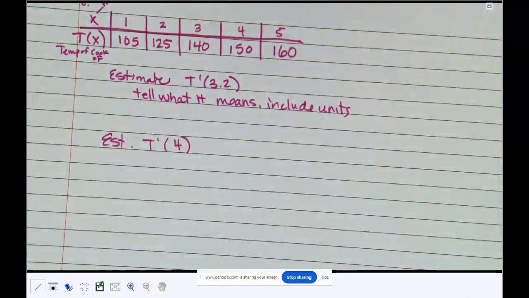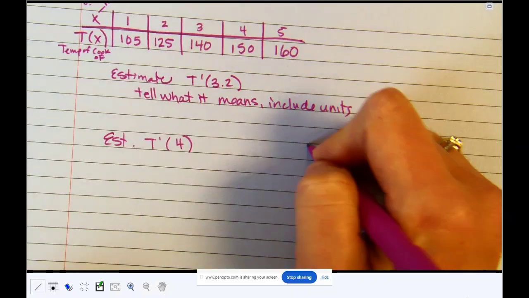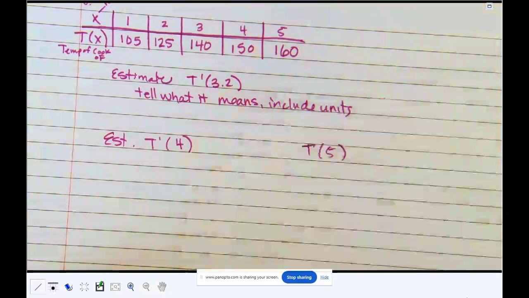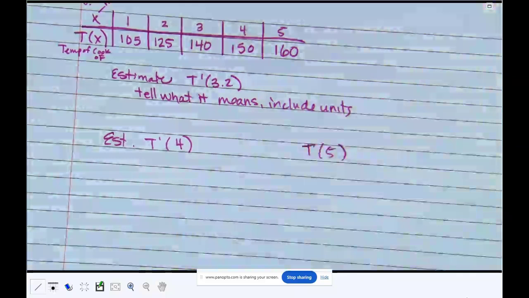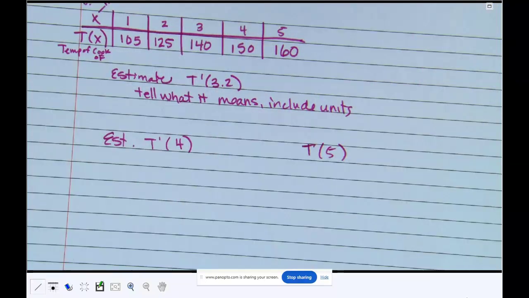You gotta go 3 and 5. You have to go on either side of it, if it's at all possible. If I asked you for T prime of 5, you gotta do 4 and 5 because you don't have another option. Do you get what I'm saying? Yeah. Okay, answer your question?